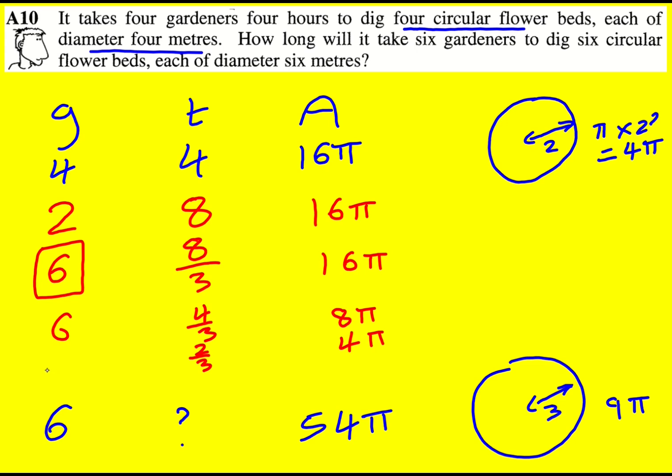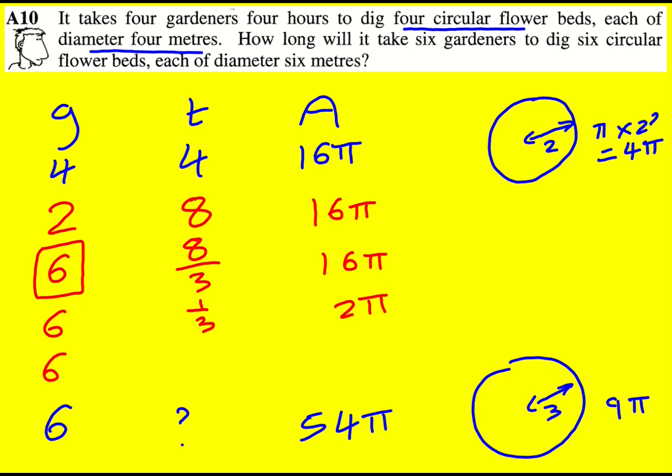Now 4 still doesn't go into 54. So halve it again, and I probably should have just divided by 8 right at the start, and I'm going to, in fact, go back and do that just because of space. So if I divide through by 8 to get to 2 pi, it would take 1/3 of an hour for the 6 gardeners. Right, now I'm nearly there.